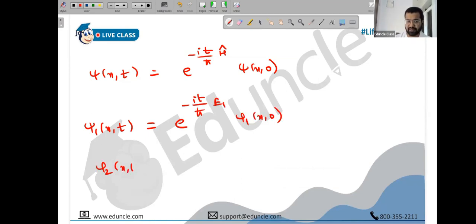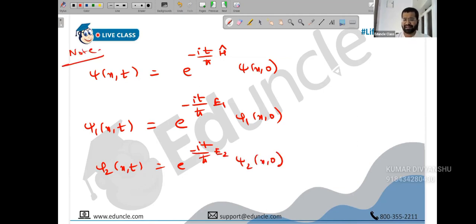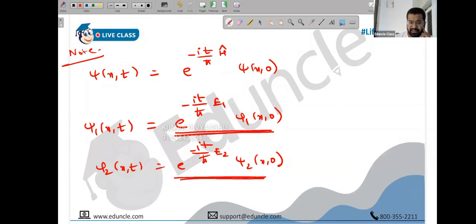And similarly, if you want to write psi 2 of x comma t, how do you write? E raised to minus i t upon h bar of E2, this is psi 2 of x comma 0. Note this first, one thing. Just note this before we take the question. Recall this. Write this above one. So if you have this, it means it's psi 1 of x comma t. If you have this, it means it's psi 2 of x comma t.